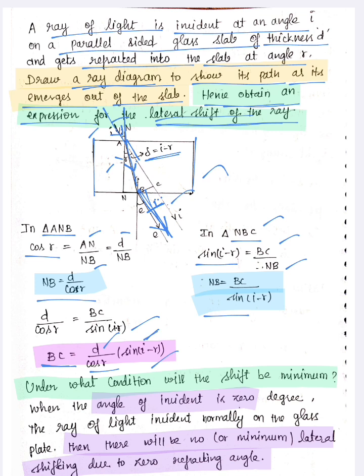So when the angle of incidence increases, the lateral shift increases, and when the thickness of the slab increases, the lateral shift increases. Next question, under what condition will the shift be minimum? When the angle of incidence is 0, the shift will be minimum, because the lateral shift depends on the angle of incidence. So when the light strikes the slab normally, there will not be any deviation. It is refracted in the same path. In that case, the deviation will be minimum.